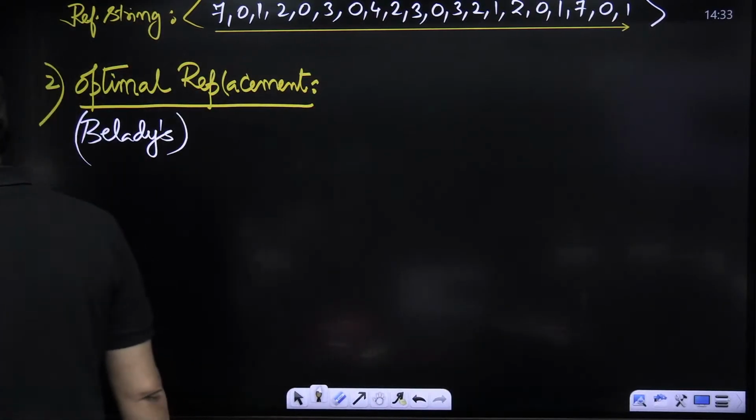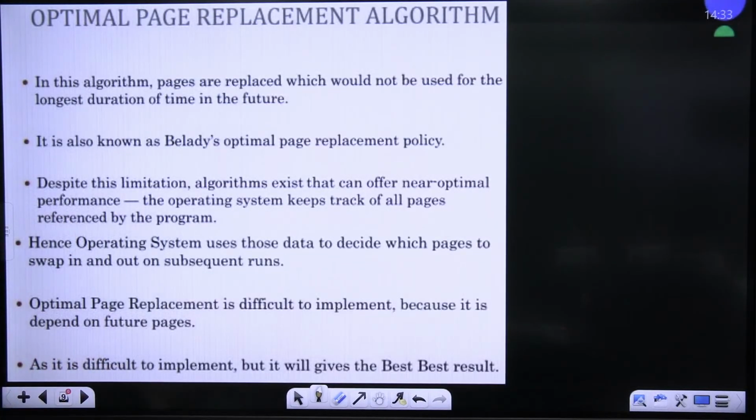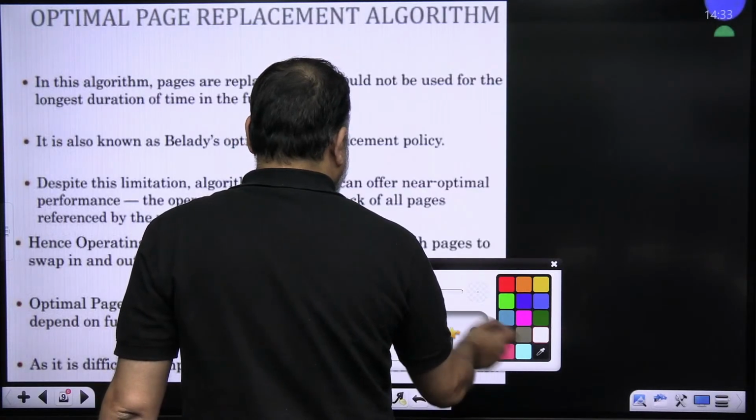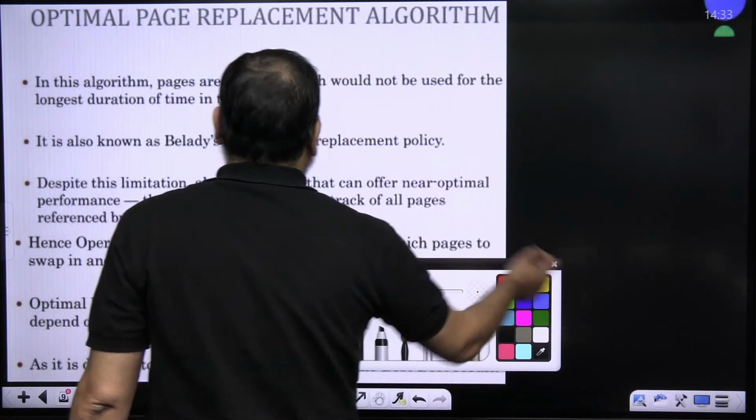So when will that happen? Optimality कब आएगी? यहाँ पे देखिएगा optimal replacement algorithm का एक note है. In this algorithm, pages are replaced which would not be used for the longest duration of time in the future. Look at that. The pages which will not be used for the longest duration of time in the future.